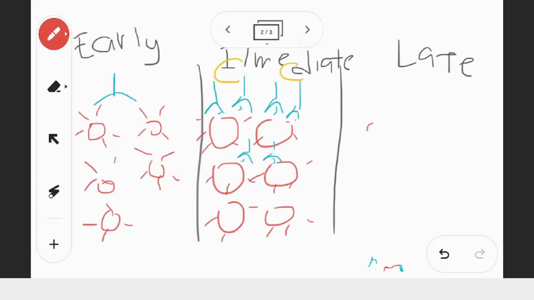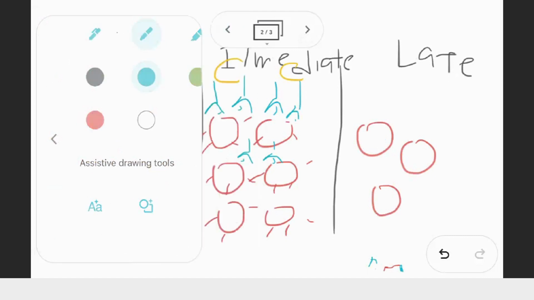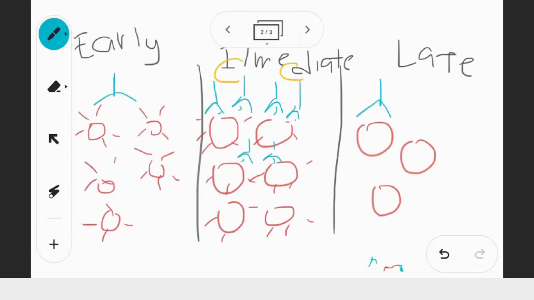So there is more antibody, because the antigen has been cleared by the antibody. So you will have multiple antibodies here.